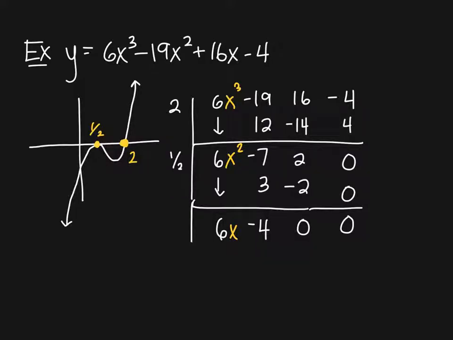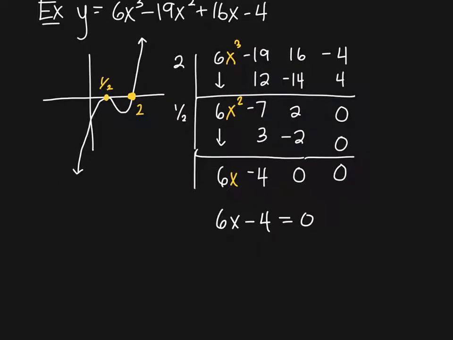So I don't have to guess. I can take 6x minus 4 and set it equal, since all the other stuff was 0, I can set it equal to 0, and I can solve that. So how do I quick solve that? Add 4 to both sides. Divide by 6. X is 4/6, which reduces to 2/3. And that is the missing number, which means it's crossing at 2/3.